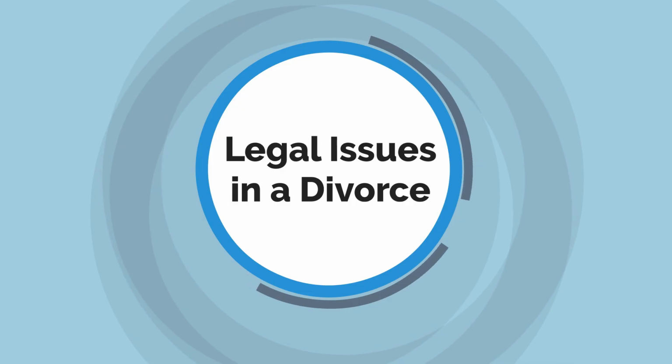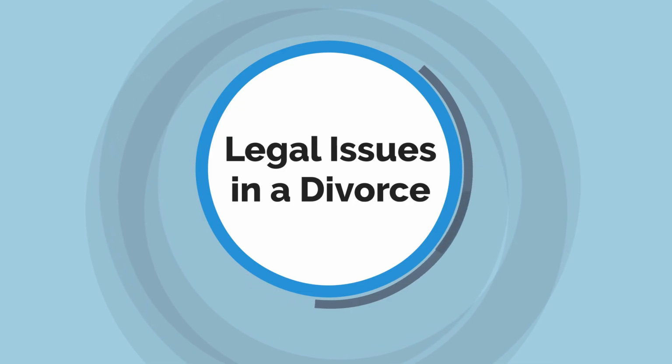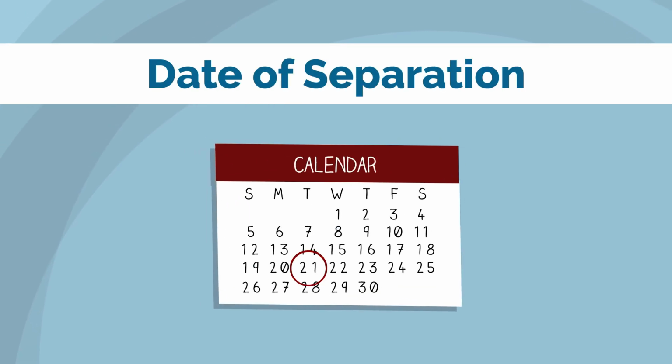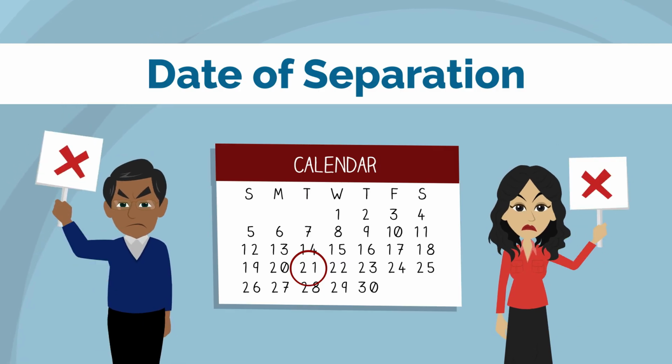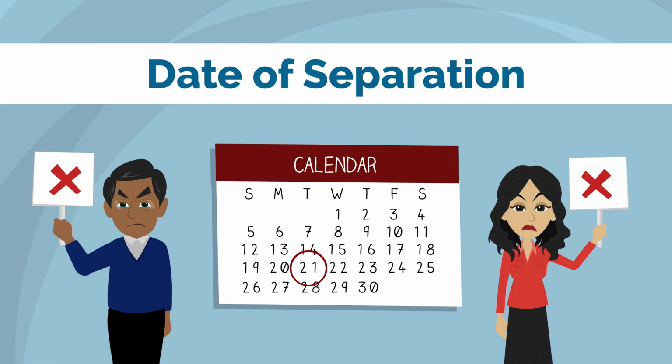In this next section, we will discuss some of the legal issues that might come up during a divorce. The date of separation is the date that, in your mind, you knew the marriage was over and did something to show that you no longer wanted to be married. This does not have to be a grand gesture such as moving out. This date is important because it impacts spousal support orders and the division of assets and debts.